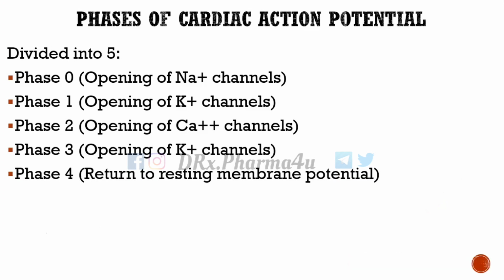When we look at the phases of the cardiac action potential, it is divided into 5 phases: phase 0, phase 1, phase 2, phase 3 and phase 4. The speciality of each phase is mentioned here. In phase 0, sodium channels are opened. In phase 1, potassium channels are activated or opened. In phase 2, calcium channels are opened. In phase 3, again potassium channels are opened. And in phase 4, the cardiac action potential returns to the resting membrane potential, RMP, which is achieved. These are the different phases of the cardiac action potential.